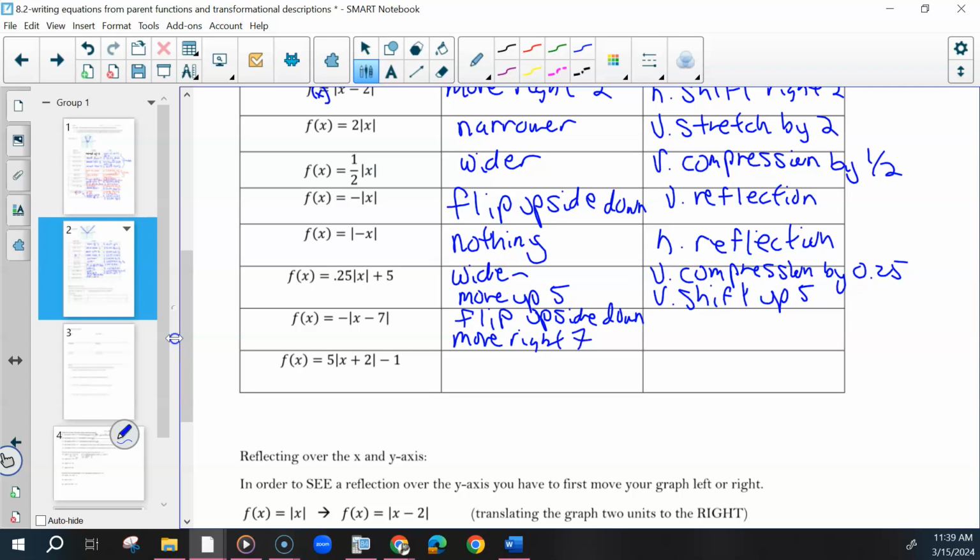So what would be the rule for flipped upside down? Vertical reflection. That's on the outside, so vertical reflection. And then the other rule? Horizontal shift, right 7.